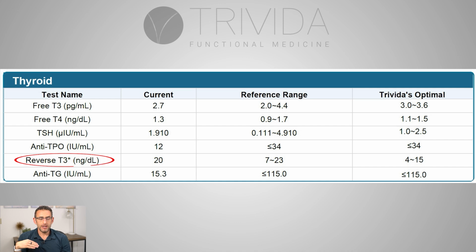Reverse T3. When T4 breaks apart into T3, it breaks apart into T3 and reverse T3. And reverse T3 goes back to the brain and tells it, hey, this happened, we don't need to work as hard. So the higher the reverse T3, the more the brain says, okay, things are happening, we can put the brakes on, we don't need to work as hard. So you want to make sure that the reverse T3 is good.